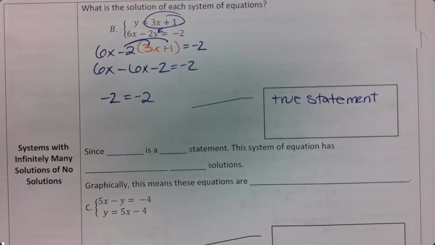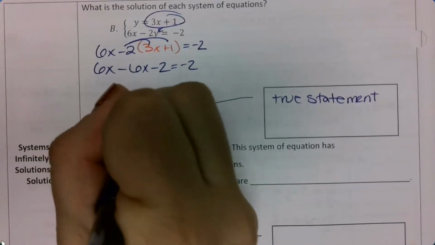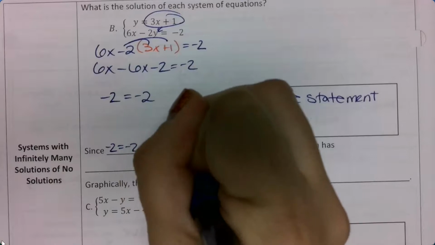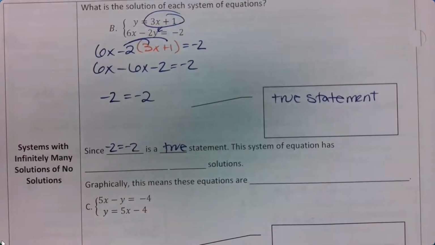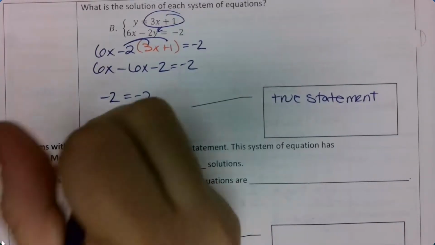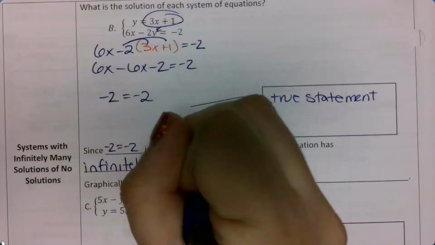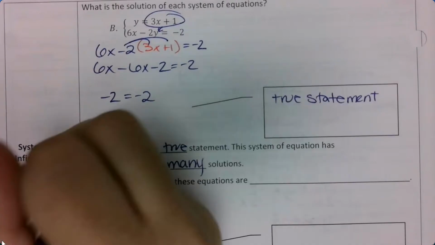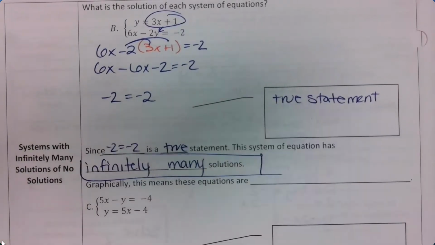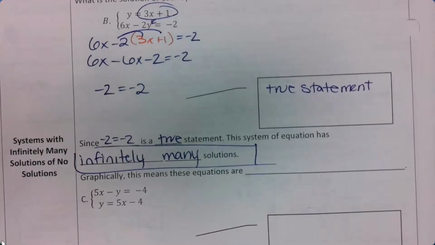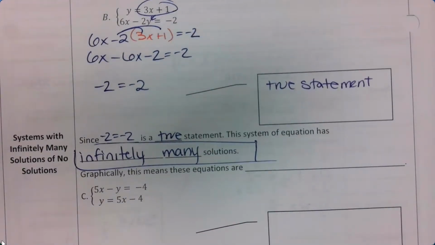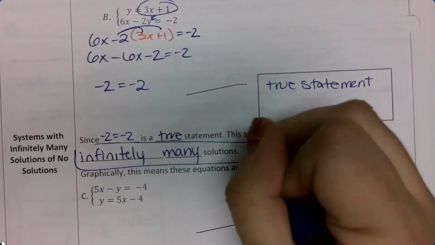So, since negative 2 equals negative 2 is a true statement, the system of equations has what kind of answer? Infinitely many solutions. So if I went to graph these two, what would they be? The same line.